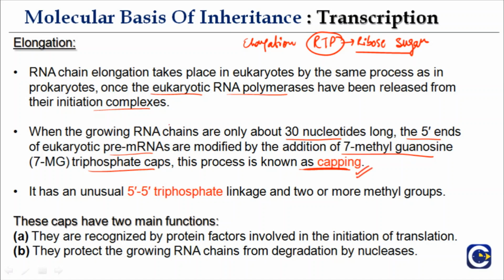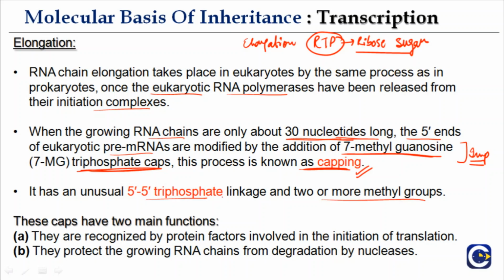So let's just look at it again. When the growing RNA chain is 30 nucleotides long, when elongation is taking place and only 30 NTPs are added, therefore the RNA chain is 30 nucleotides long, the 5' end of the eukaryotic pre-mRNA is modified by addition of 7-methyl guanosine triphosphate caps. It is again a very important question for NEET examination, because they can really ask what the cap contains. It is 7-methyl guanosine, and this process is called capping. It has an unusual 5' triphosphate linkage and 2 or more methyl groups.